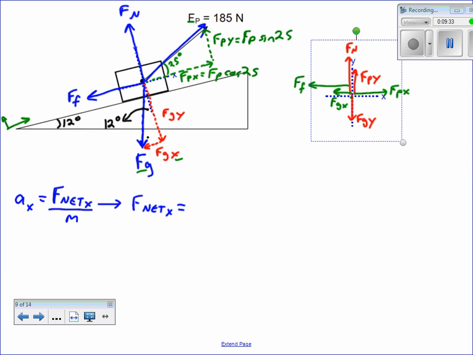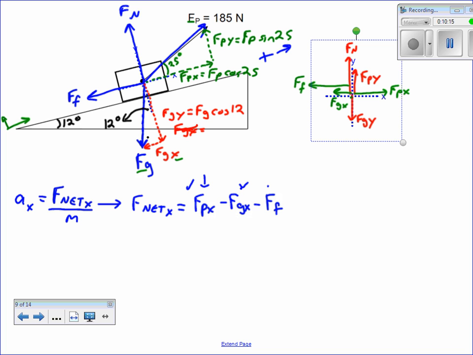So we're calling right positive. So positive is going this way. So Fpx is positive. Fgx is negative. And Ff is also negative. So presumably if it accelerates up the ramp, Fpx is going to be bigger than the other two combined. And we can get Fpx, Fp cos 25. We know Fgx; sorry, I didn't fill those in for you. Fgy is going to be Fg cos 12.